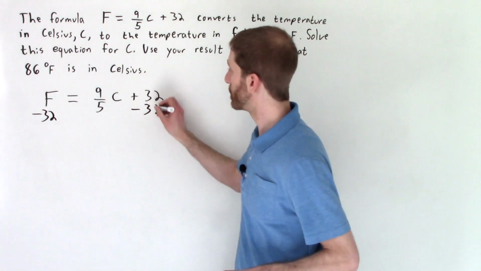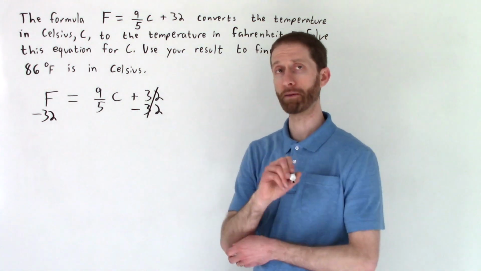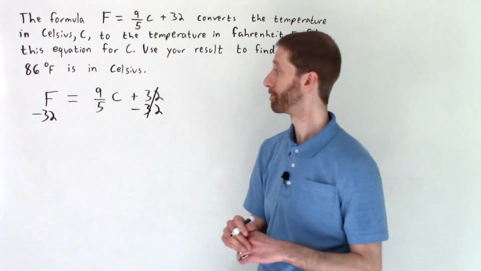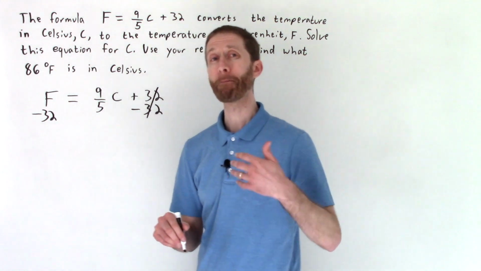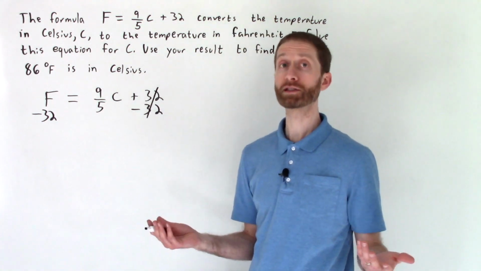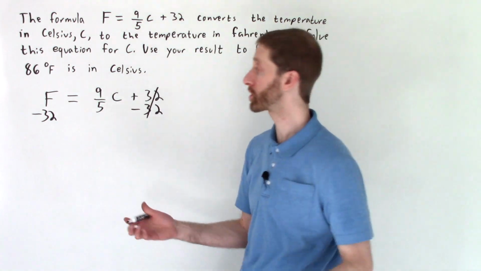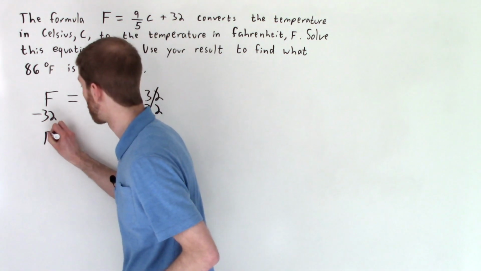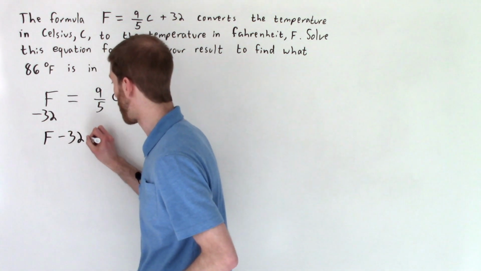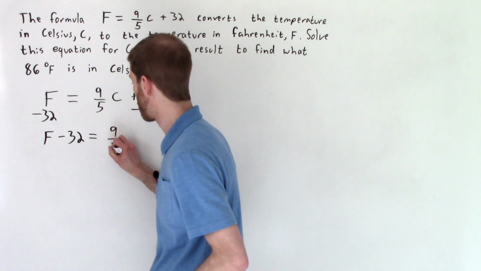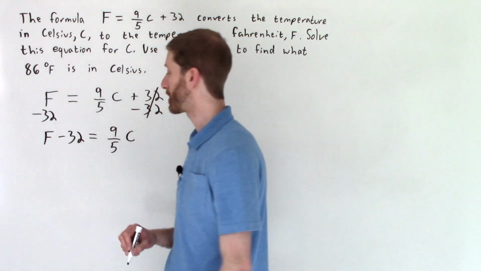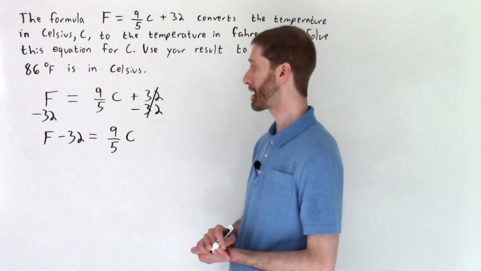Now, the plus 32 and minus 32 is what you currently care about. It goes to 0. That's great. On the other side, we have F minus 32. You cannot simplify that. It's an open expression, so we're going to leave it as F minus 32. And that might bother some of you, and that's okay. But we'll leave it as is because our goal is to isolate C, and we're getting there.